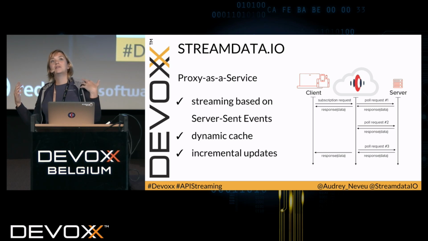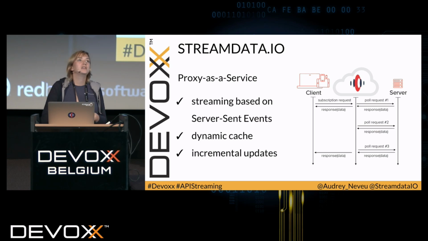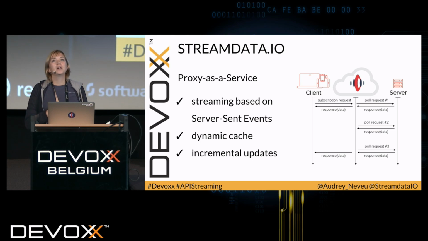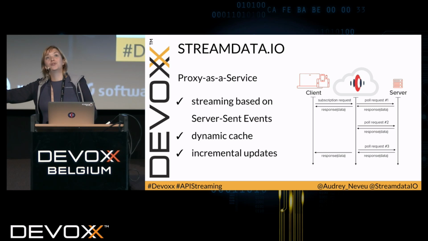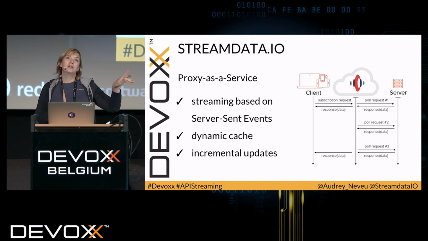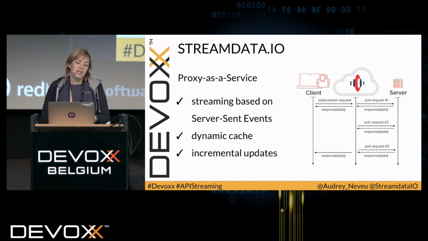So first of all, we added a dynamic cache, which means that if your application becomes very popular, the new users don't have to wait until the next call to retrieve data, they will be able to retrieve data from the last call. And then we have added incremental updates to reduce, again, the size of data which is sent. To make this, we are using JSON-Patch.